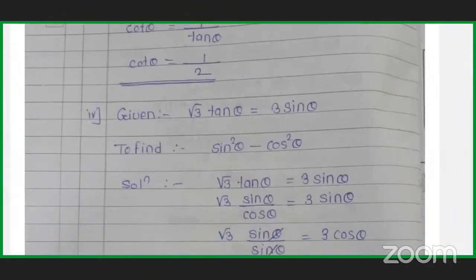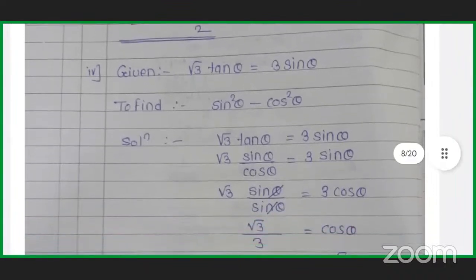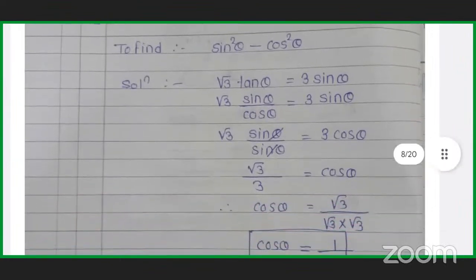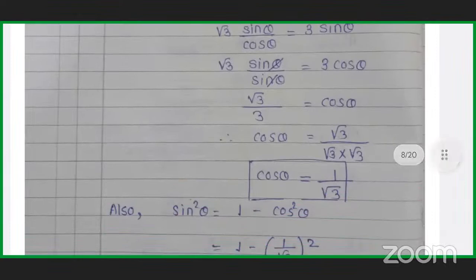Root 3 tan theta is equal to 3 sin theta. To find the value of sin square theta minus cos square theta. So root 3 tan theta is equal to 3 sin theta. Tan theta is nothing but sin theta upon cos theta. So here sin theta gets cancelled. So root 3 upon 3 cos theta. That is, we'll get the value of cos theta is nothing but 1 upon root 3.